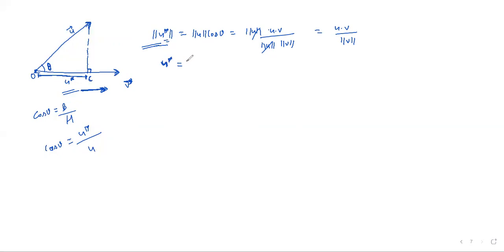So for getting the vector u star, we'll multiply the magnitude, the length of u star, by the unit vector going towards v. Why are we multiplying the unit vector? Because the u star vector and the v vector are going in the same direction. So we are multiplying the unit vector here, which is v upon the magnitude of v. So if we open it, the magnitude of u star is u dot v upon norm of v, into v upon norm of v.